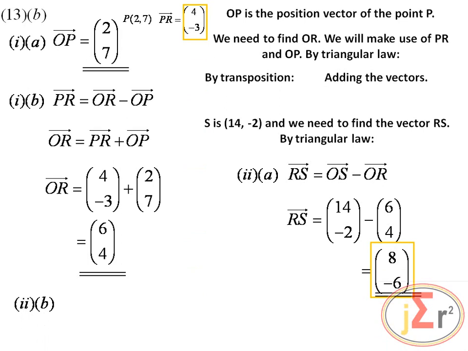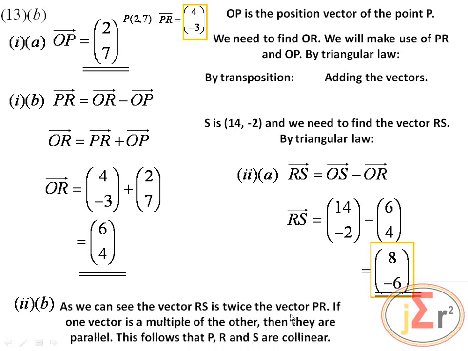So we have RS is 8, negative 6, and we have PR is 4, negative 3. As we can see, the vector RS is twice the vector PR. If one vector is a multiple of the other, then they are parallel. It follows that P, R, and S are collinear.